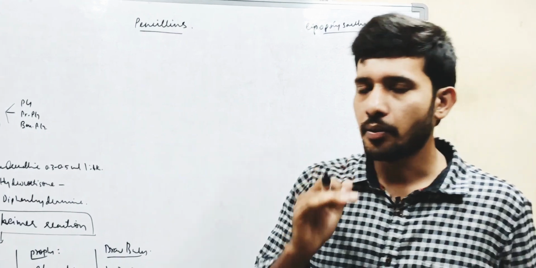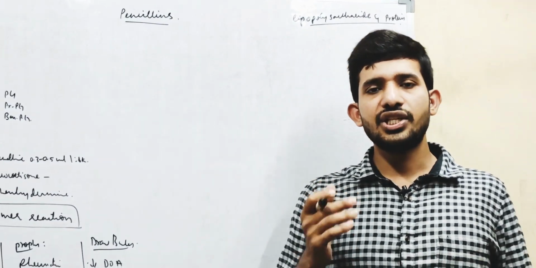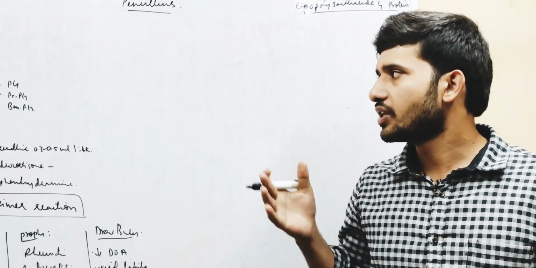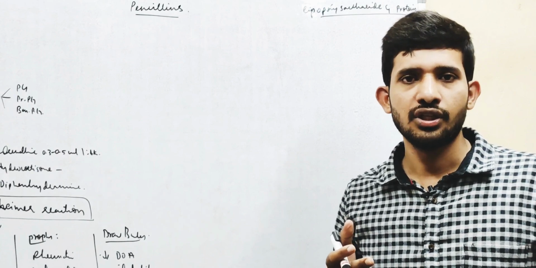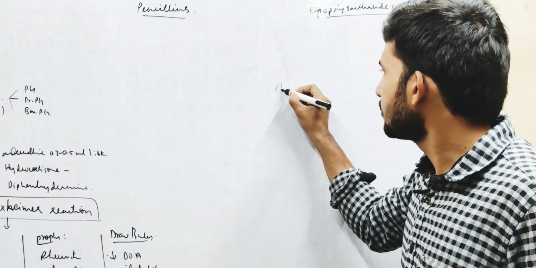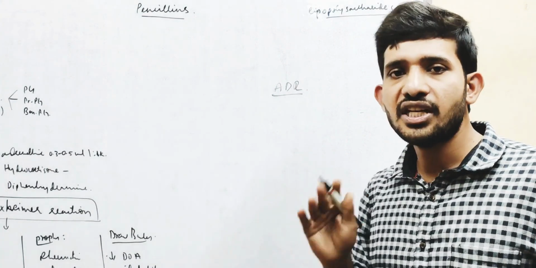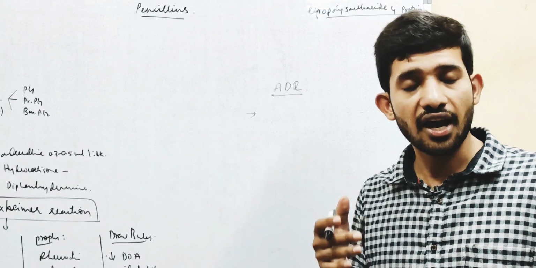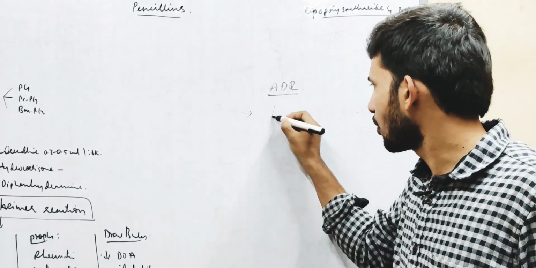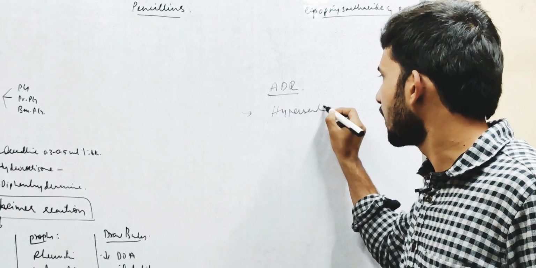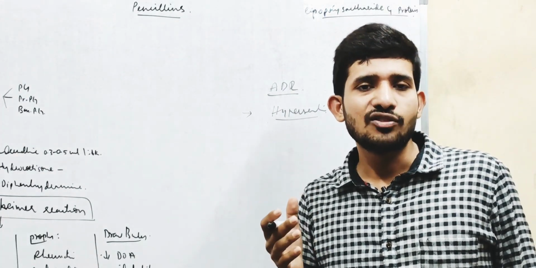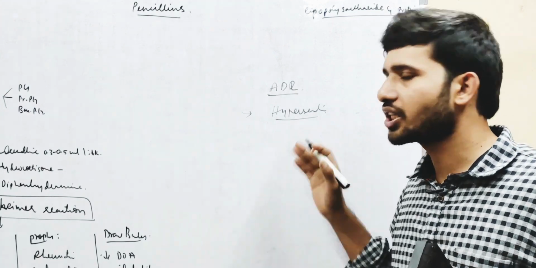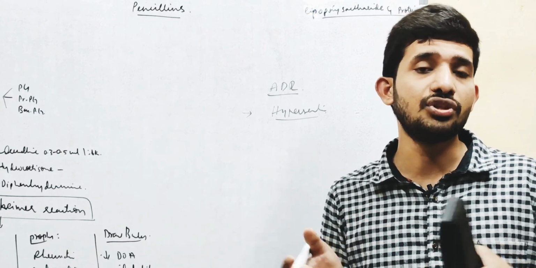Listen guys, remember carefully, penicillin G is a natural penicillin, and it will have many ADRs. The first ADR is that penicillins can cause severe anaphylaxis reactions, or high hypersensitivity reactions. And remember, while prescribing or administering penicillins, we should check whether the patient is hypersensitive to these penicillins or not.